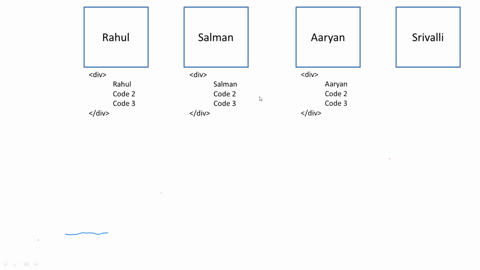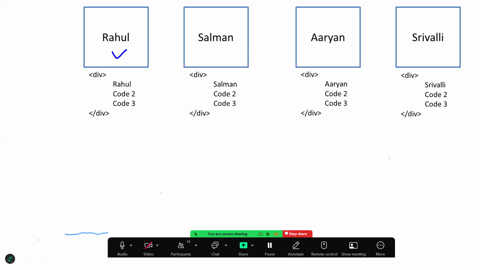Suppose you want to add RN, again we create another div tag. Every time we add a div tag and give some data. If you want to add Srivalli, again we create a div tag and give some data. Observe one thing: for each box, for each div, the content is different, but the div tag is repeating for designing purposes.